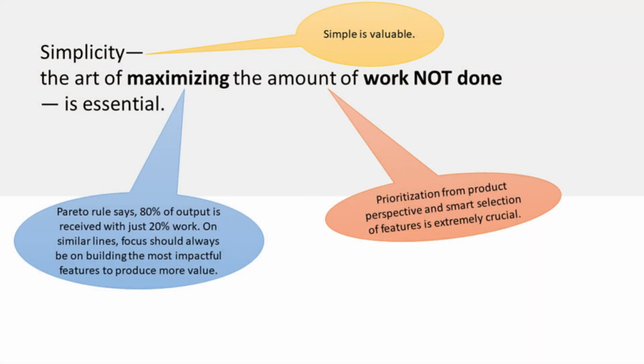In conclusion, the 10th Agile principle reminds us that simplicity is an essential ingredient in the recipe for success. It's not about cutting corners, it's about being efficient and effective. Simplicity maximizes the amount of meaningful work we accomplish.